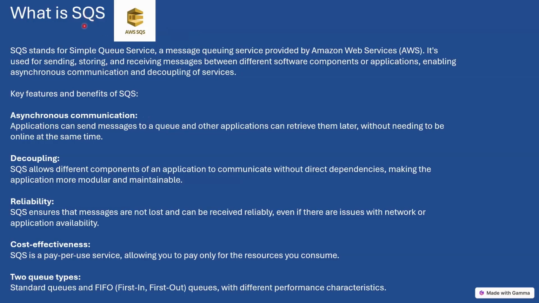What is SQS? It's the Simple Queue Service, provided by AWS. It's used for sending, storing, and receiving messages between the different software components of applications, enabling async communication and decoupling of services. So what's the meaning of it, guys?